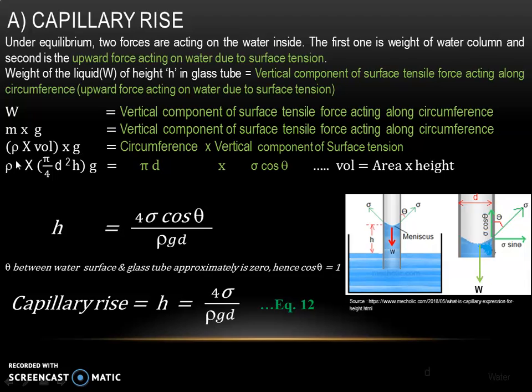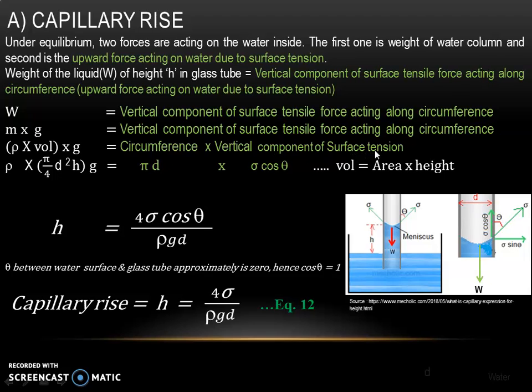So density is written as rho and volume is area into height. So the area of the glass tube, which is of diameter d, will be pi by 4 d square, into height h. g is written as it is. Circumference of the glass tube into the vertical component of surface tension will give us the vertical component of the surface tensile force which is acting along the circumference of the glass tube. So circumference into the vertical component of surface tension force is mentioned here. Circumference is pi into d.